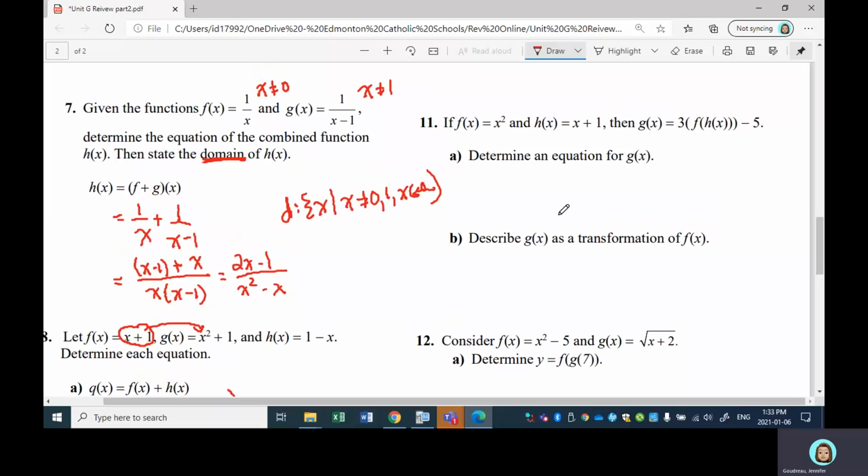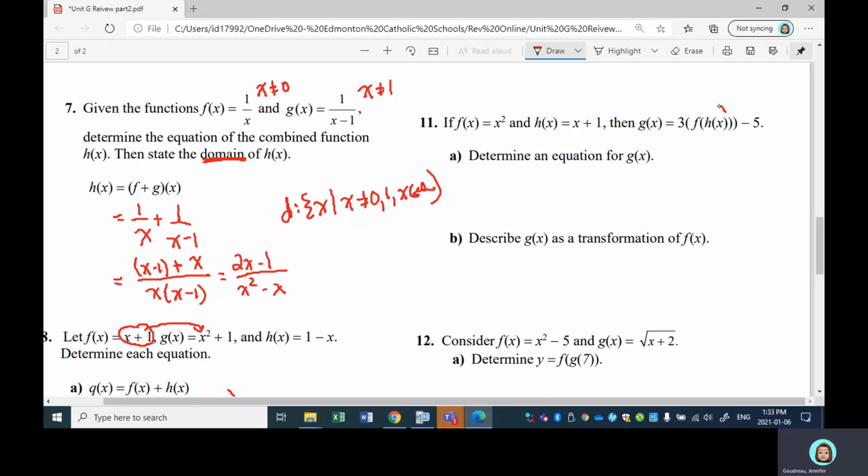Almost done. Question 11. If f at x equals x squared, h at x is x plus 1, g at x is, look at this, 3 times f at h at x minus 5. Determine an equation. Okay, wow.